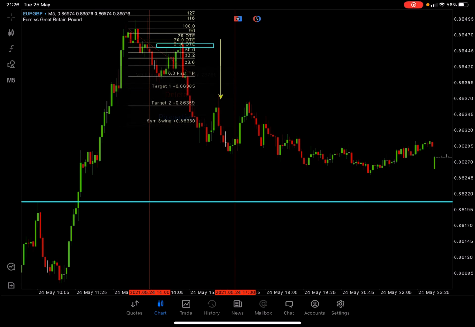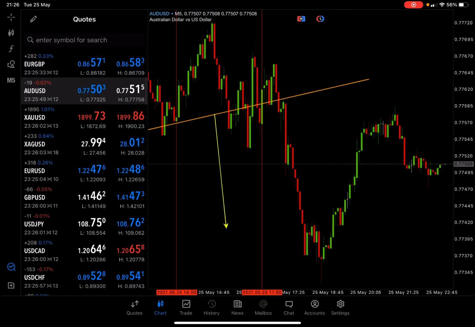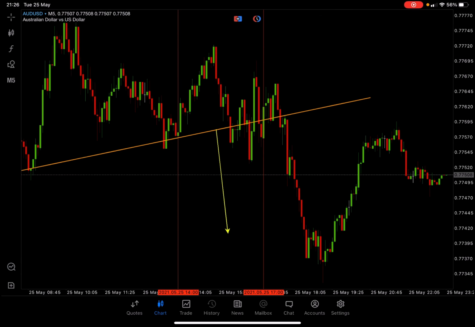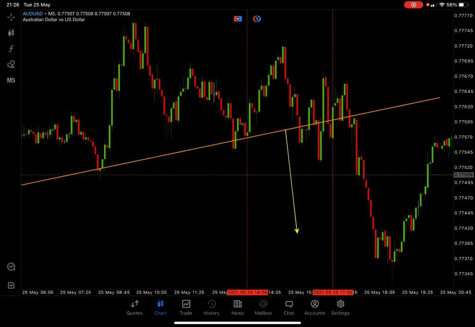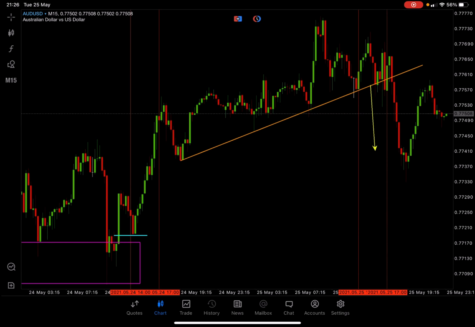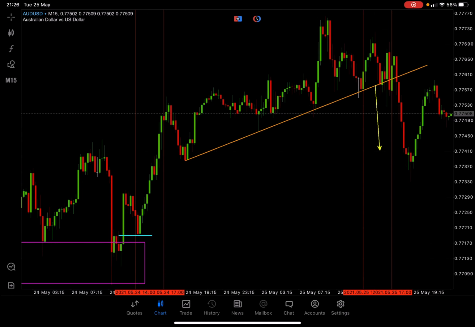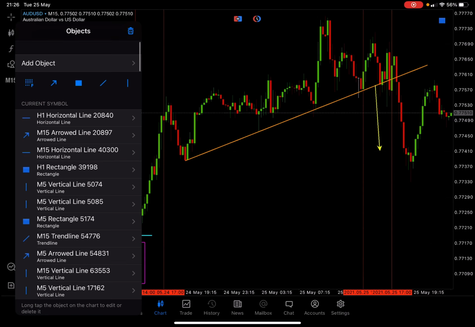So let me just go on to the second pair. So Aussie D, US dollar. I'll speed this up now. So we start on the 15-minute time frame. You literally look for liquidity. We have liquidity sitting down here.